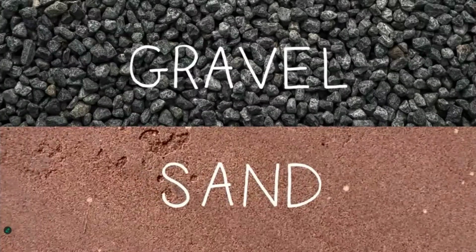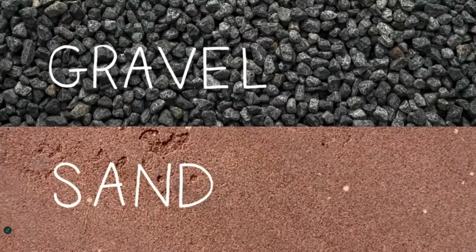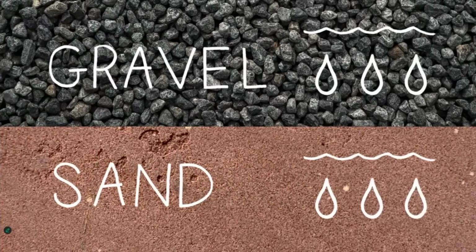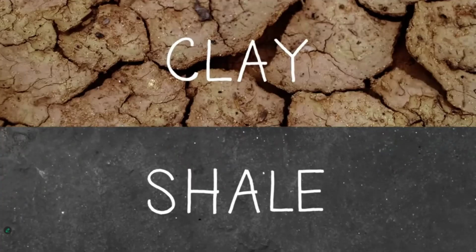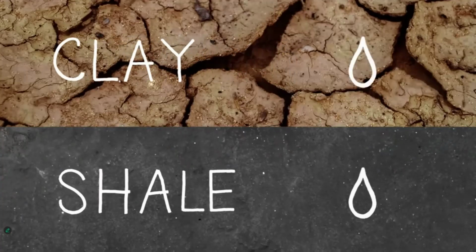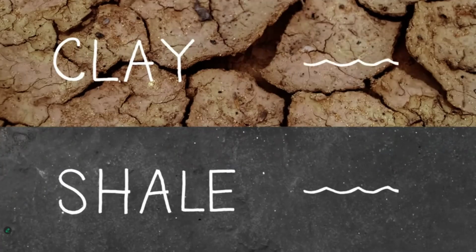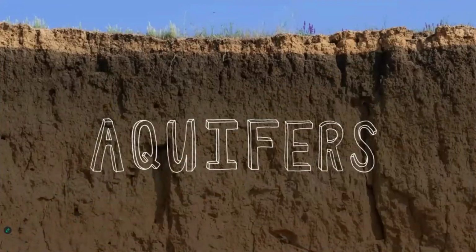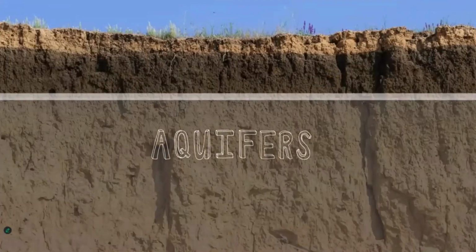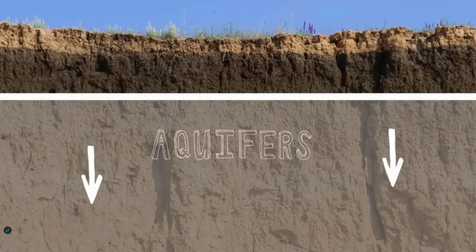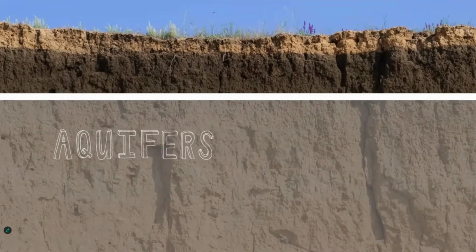Materials like gravel and sand are permeable and porous. Water flows through them easily, and they can hold a lot of it. Materials like clay and shale are porous and can hold water, but their pores are so small that water flows through them very slowly, giving them low permeability. With this in mind, let's talk about aquifers. An aquifer is a saturated area of sediment or rock that groundwater can move through. Groundwater stored in aquifers can be brought to the surface using wells.